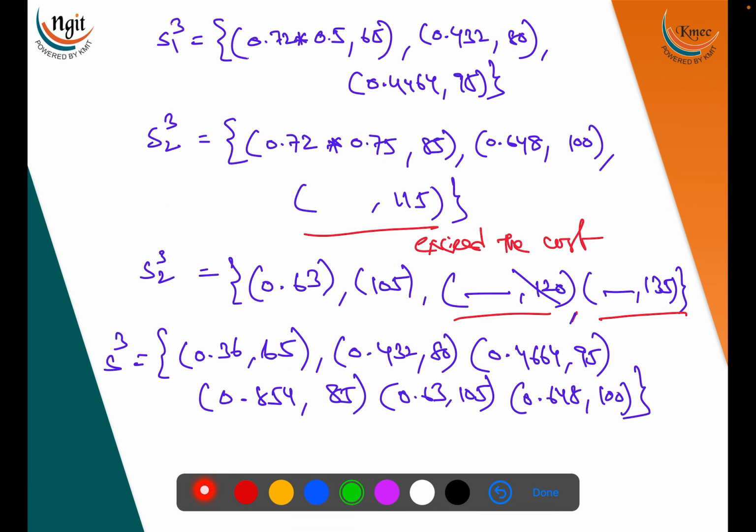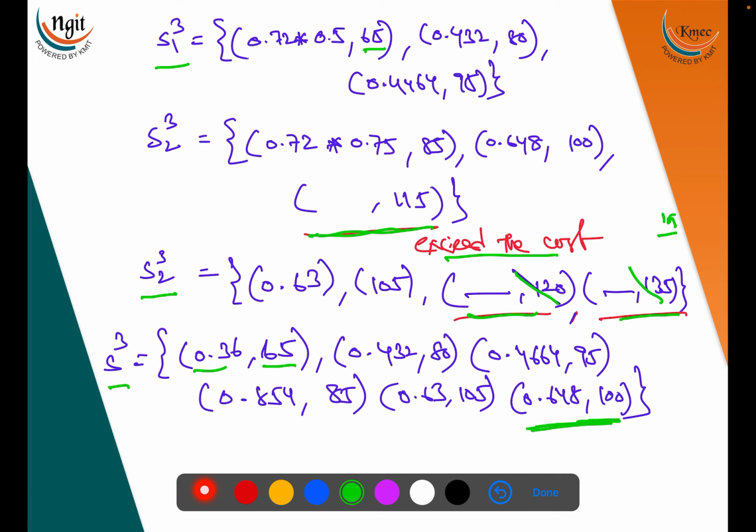Now look at this. When you are getting S3 solutions, there are costs which will go beyond the available limit. So when it exceeds the limit, we will just cut it, exceeded the cost. Now with the 3 copies of S2 set, that means the third device inclusion with 3 copies, there also you will be getting figures where the cost exceeds. So we will cut even this. So finally S3 is equal to 0.36 comma 65, and these are the sets. Now which is the maximum cost? Your maximum is 105. So which is near to that? 100 is near to that.